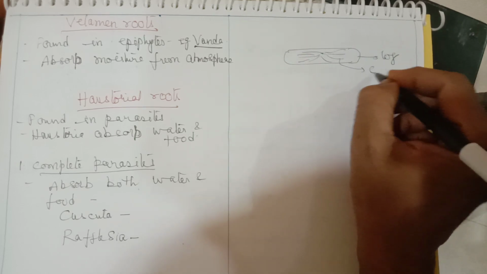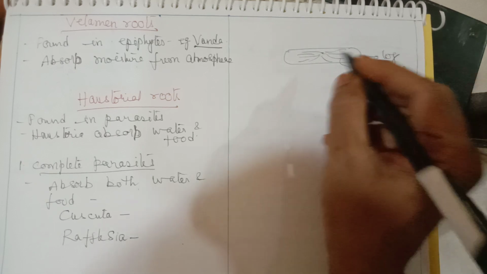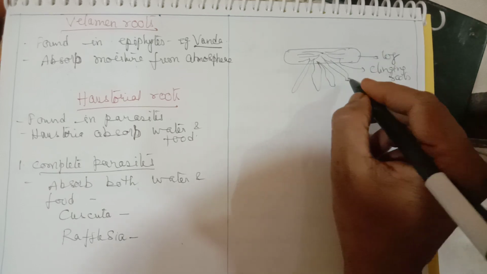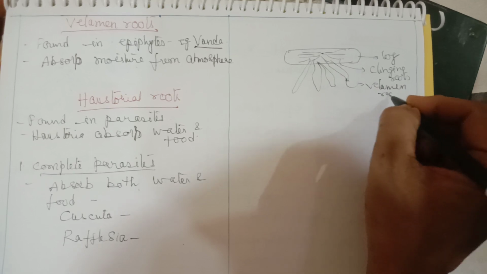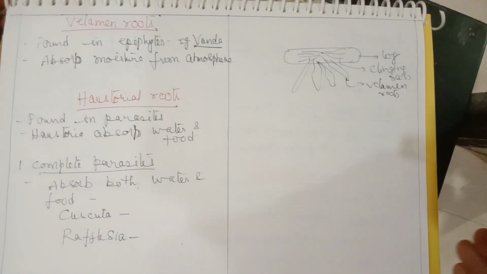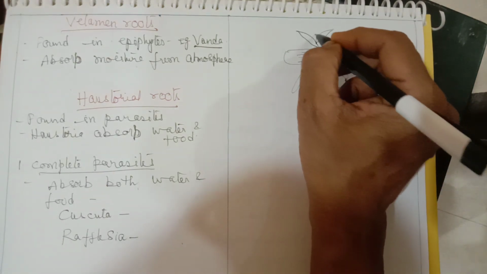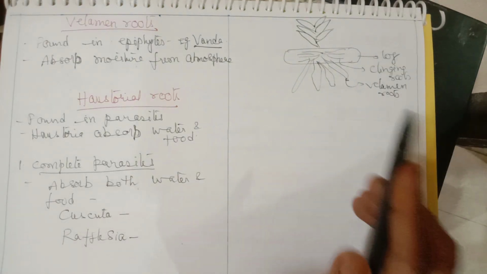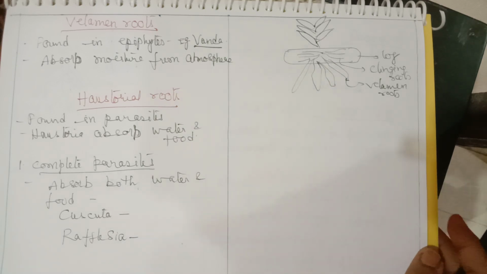They have thin roots by which the plant gets attached to the log. These thin roots are called clinging roots. And there are some ribbon-like roots which hang freely in the atmosphere. These are called velamen roots. With the help of these velamen roots, it can absorb moisture, and it has, as usual, the normal shoot system with the help of which it can perform photosynthesis. So it has a normal shoot system, clinging roots and velamen roots. These are found in epiphytes.